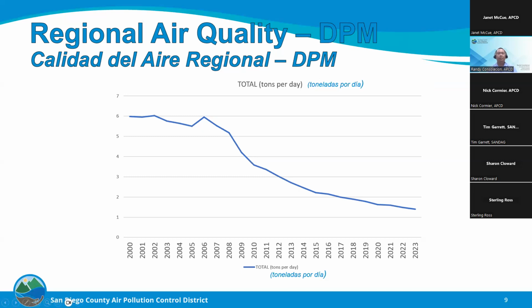This chart shows the steady decline in regional DPM emissions in tons per day over the last 2 decades, largely due to the requirements of various CARB regulations of diesel engines and fuels. Unlike the previous slide for ozone, currently there are no federal or state air quality standards for DPM. DPM levels are expected to continue declining as additional controls are adopted and the number of new technology vehicles increases. Although progress has been made in reducing exposure, diesel exhaust still poses substantial risks to public health and the environment.